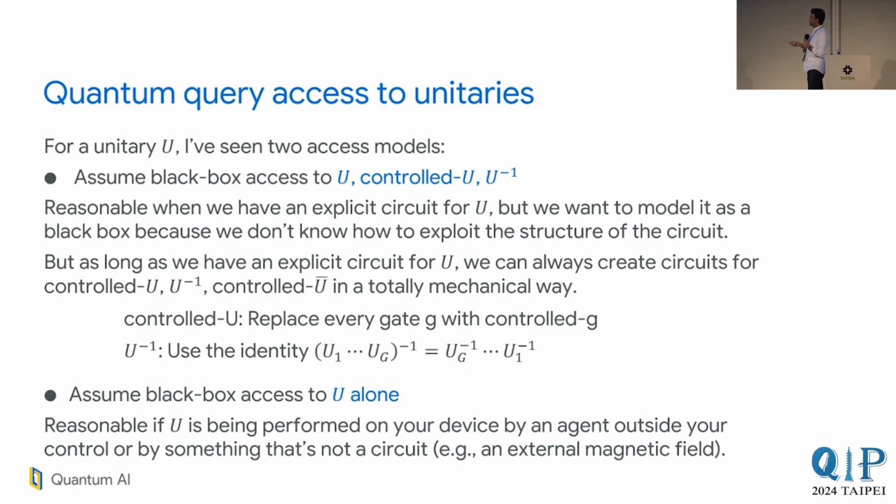So that's why you might model this access, or you might have something that's affecting your quantum computer that's not even a circuit. It's like, I don't know, an external magnetic field is acting on your quantum computer, and it's doing some unitary. But you don't have it as a circuit, so you can't do its inverse. But anyway, this is a slightly uncommon model, but I just thought I'd mention that.